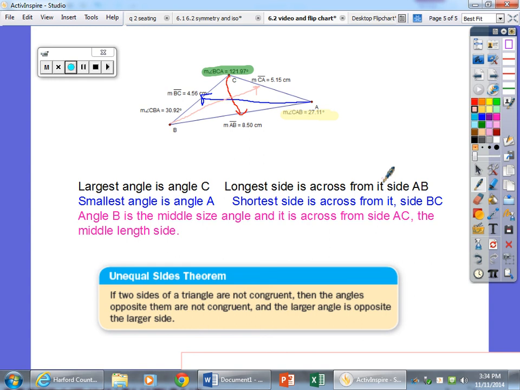If I only knew the angle measures, I could tell you which was the longest side, which was the shortest side, and that would leave the third one for the middle. I could also, if I knew the side measures, tell you which angle was the biggest, because the biggest angle is opposite the longest side. This is one of the really important concepts in this section. There are two: one is the isosceles base angle theorem, and the other one is this unequal sides theorem. Whenever you finish with your notes, I want you to go and answer the questions in the assignment.